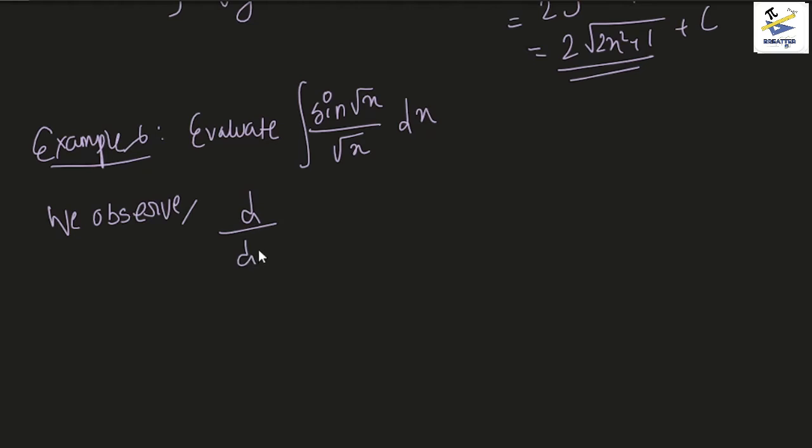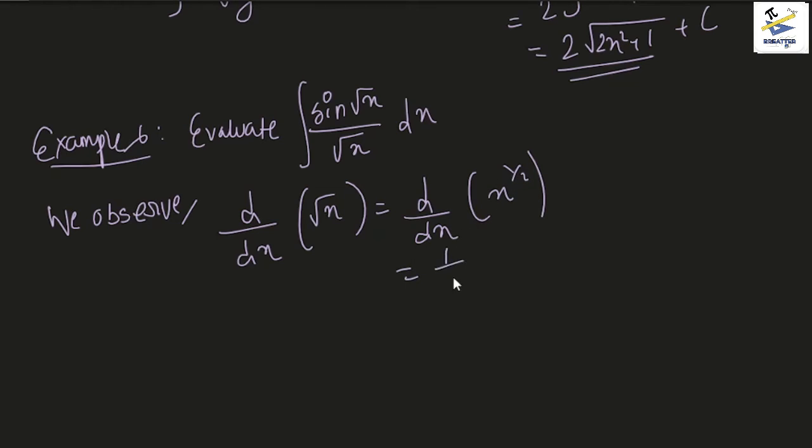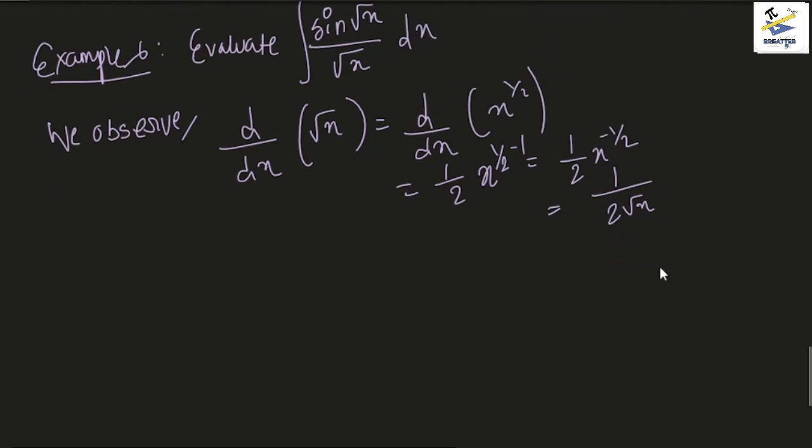d/dx of root x is just equal to d/dx of x to the power 1 by 2. Now we have learned previously that d/dx of x to the power something is just the power comes out as a coefficient and the power is reduced by 1, which means it is half into x to the power minus half, or in other words 1 by 2 root x, right? So if we were to differentiate, what we would get is something like this.